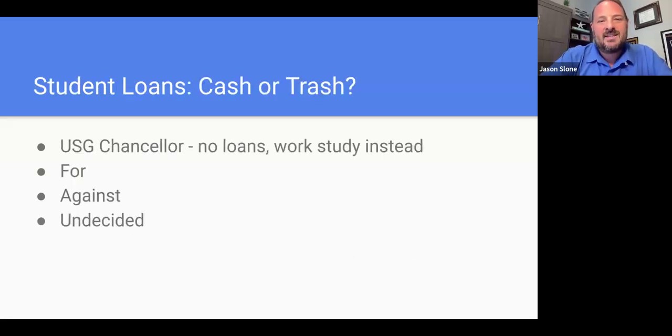So the game that we designed for my wife's class was called Student Loans, Cash or Trash, because they had just read an article about how student loans are terrible. The game setting was the University System of Georgia, where we teach. The chancellor has decided that he hates student loans because of the student loan debt crisis, so he's going to eliminate all loans. Nobody can get any loans anymore. Instead, every student going to college is going to get a 20-hour-a-week work-study job to pay for college.